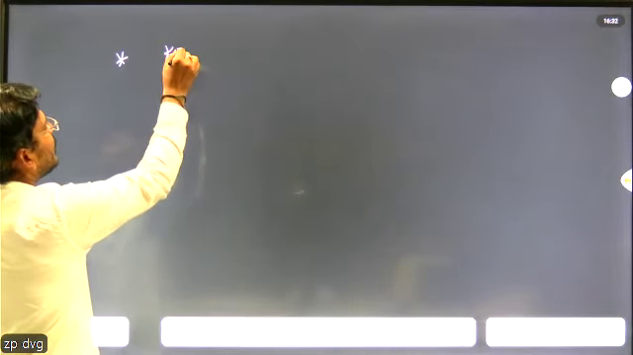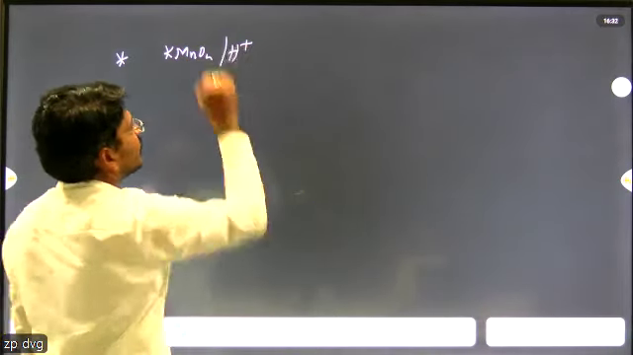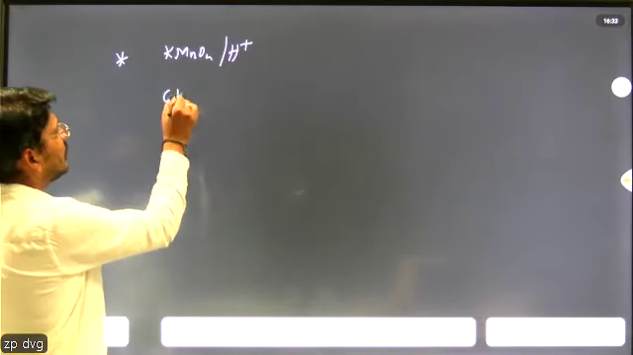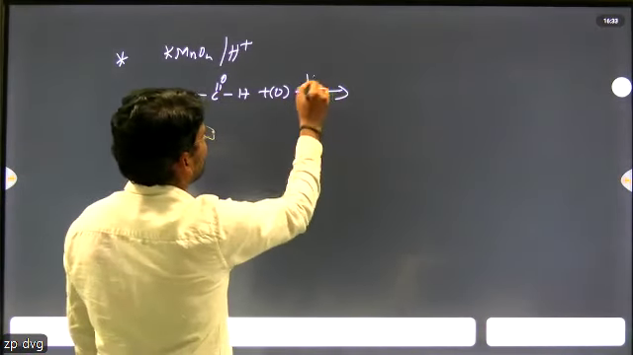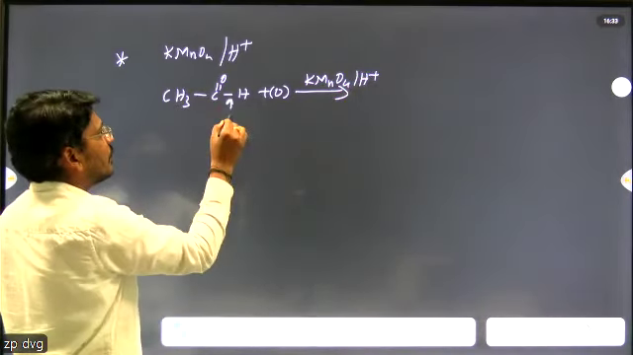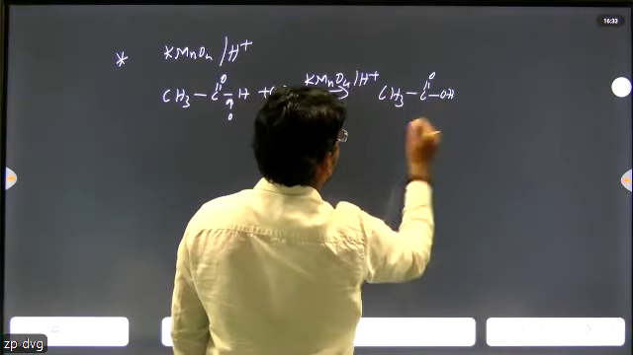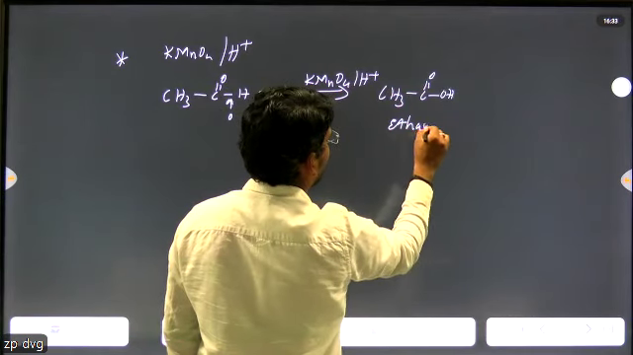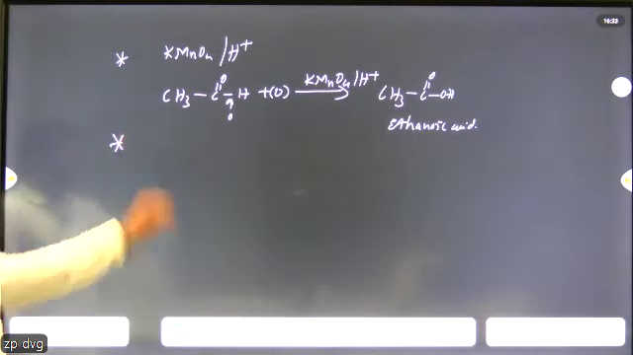Otherwise, we can use acidic KMnO4. Acidic KMnO4 is also one of the strong oxidizing agents which is able to convert aldehydes into carboxylic acids. Like that, we can consider the same example, CH3 C double bond O H. Addition of oxygen takes place in the presence of the strong oxidizing agent KMnO4, H plus. Observe, oxygen is added here, so finally we get CH3 C double bond O OH. The name of this compound is ethanoic acid.